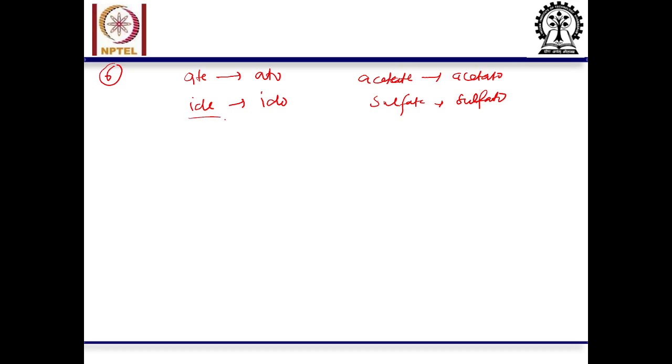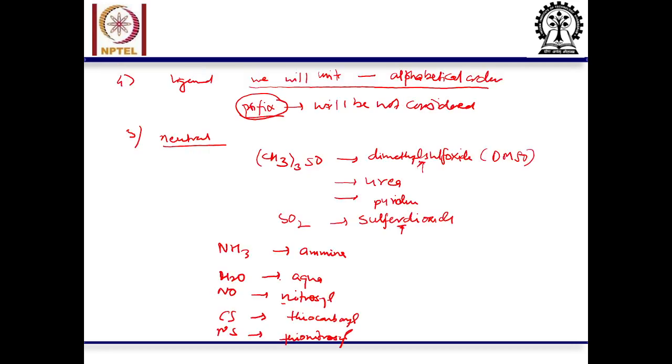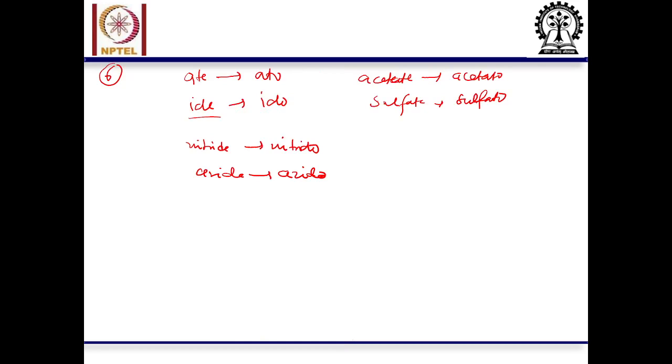Suppose we have ide, like nitride. We will convert it to nitrido. We have azide; we will convert it to azido. So for the neutral ligand, we have just the name without space. Some special ligands are there among neutral ones; I have written the names. For the anionic, if it is ending with ate, we convert it to ato. If it is ending with ide, we convert it to ido.